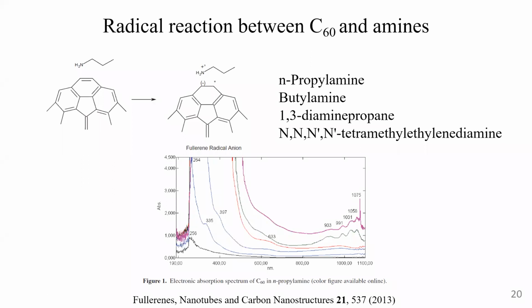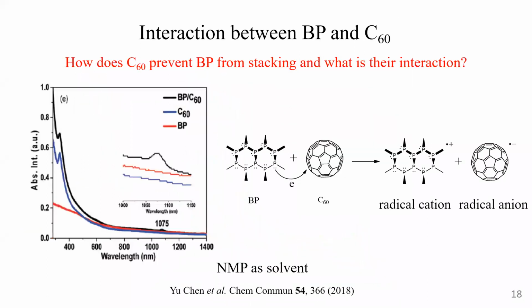So we think the reason why Chen only observed a very weak peak in BP and fullerene is that they didn't dissolve it for enough time, so the peak is very low. Basically, if they increase the time, we think they should also observe a peak for the fullerene in NMP, since they use NMP as the solvent.